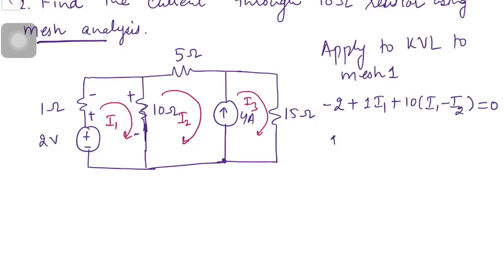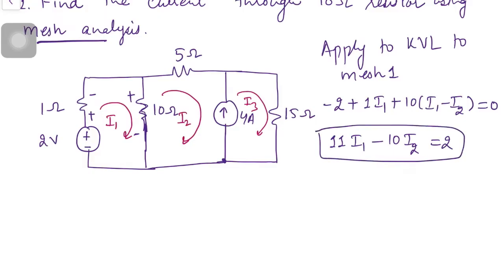So the simplified equation is 11 I1 minus 10 I2 equal to 2. This is our first equation. Now when we move to mesh 2, we have to again assign the polarity for voltage drop. I2 is flowing in our direction through 10 ohm resistance, so plus minus.